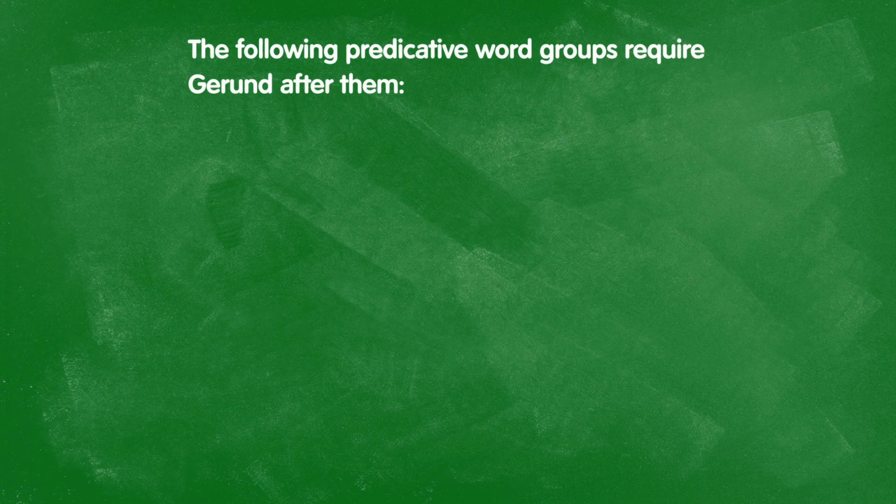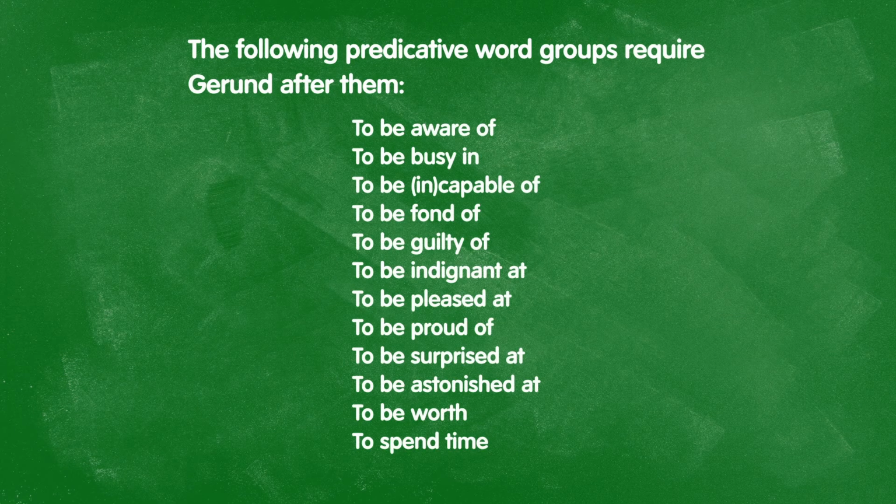These are all normal phrases and these are all correct phrases. So we can use the gerund after a preposition or after a verb phrase with a preposition. The following predicative word groups also use the gerund: to be aware of, to be busy, to be incapable of or to be capable of, to be fond of, to be guilty of, to be indignant at, to be pleased at, to be proud of, to be surprised at, to be astonished at, to be worth, or to spend time.